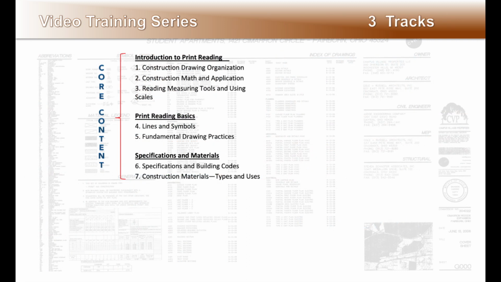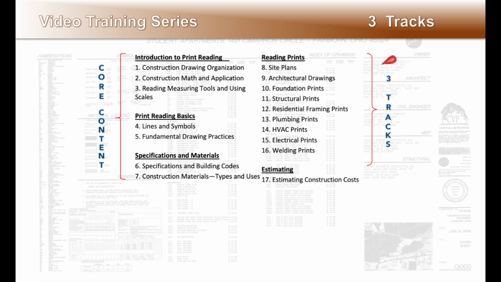The textbook is broken down into core content, units 1 through 7, which is a set of knowledge and activities that all print readers need to know. I call this the core information. It includes drawing organization, construction math, reading scales, what are those lines and symbols, fundamental drawing, introduction into specifications and building codes, along with an introduction to construction materials.